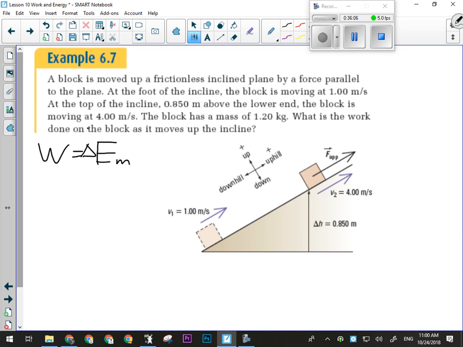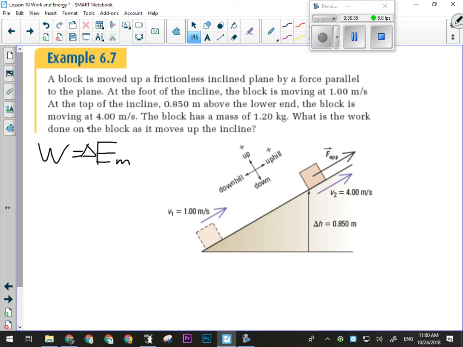In order to accelerate this box up this ramp, I obviously have to do work. And I have to do work because I'm changing its mechanical energy, not just its potential energy. Yes, it will have more potential energy at the top of the ramp than at the bottom, but it's also going faster at the top of the ramp than it is at the bottom. I'm accelerating it up the ramp. I have to change both its potential and its kinetic energy.